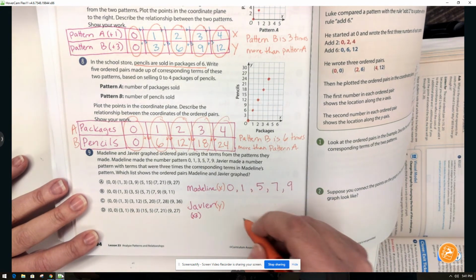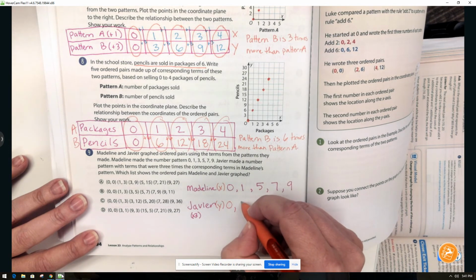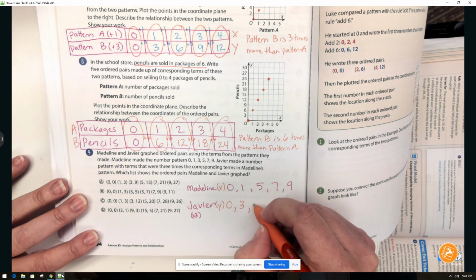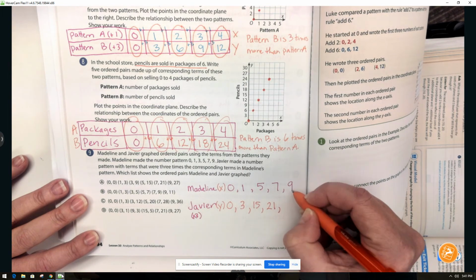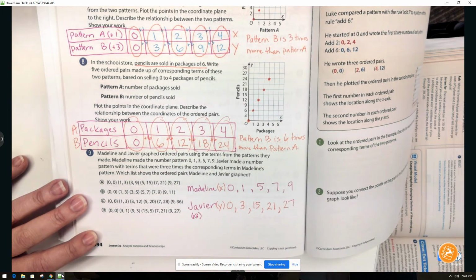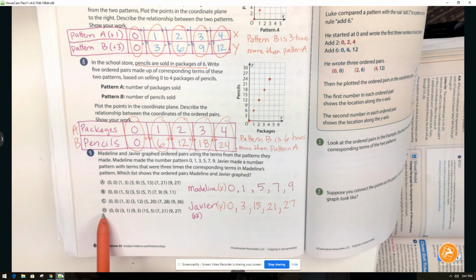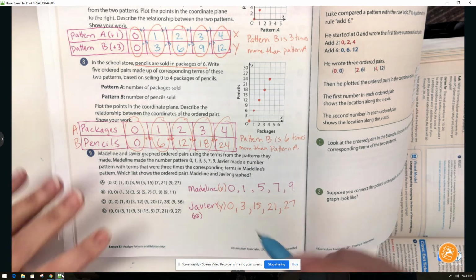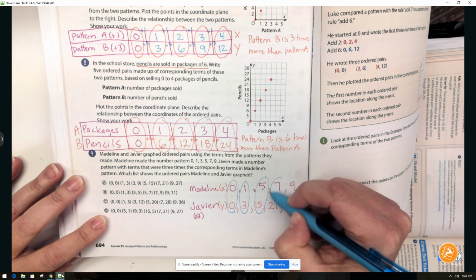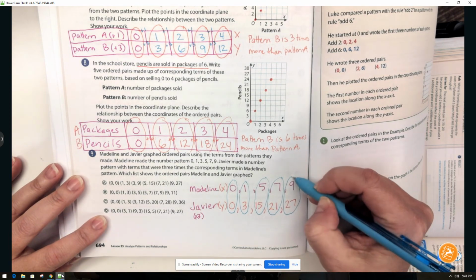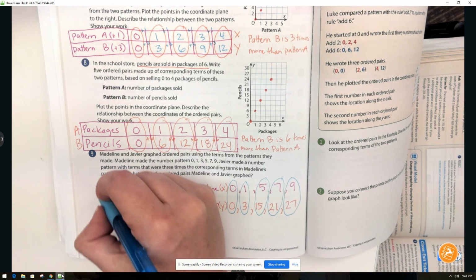So what is 3 times more than 0? That's right, it's 0. What is 3 times more than 1? 3. 3 times more than 5? 15. 3 times more than 7? 21. And 3 times more than 9? 27. So if you look down below, which letter, A, B, C, or D, shows us these ordered pairs? 0, 0, 1, 3, 5, 15, 7, 21, and 9, 27. That's right, it is letter A.